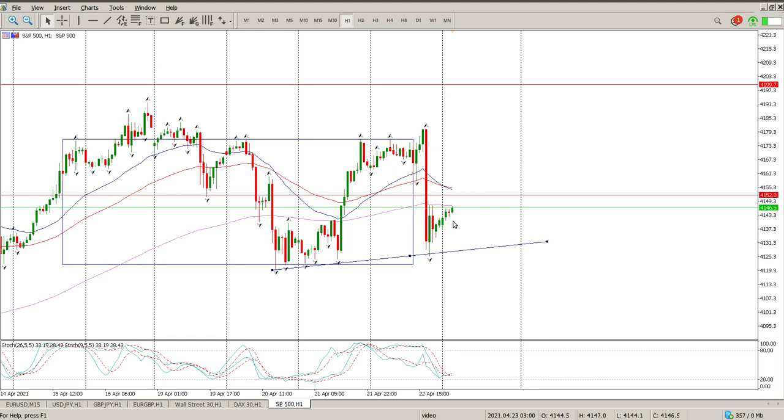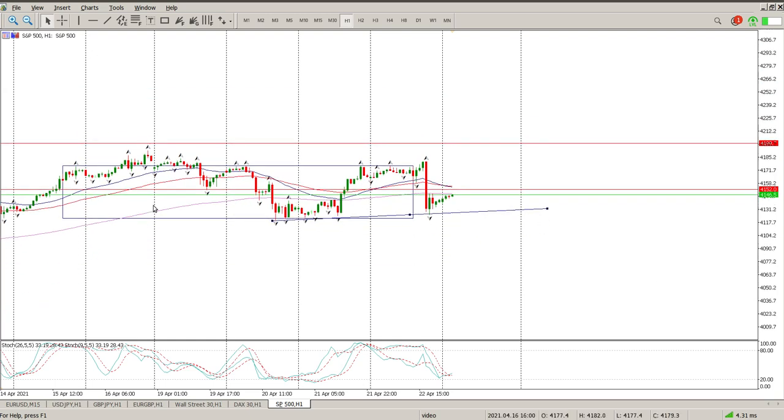So, within all that rambling, what are we going to do today? Basically I'm going to be sitting on my hands. I don't trust what's going on here. I anticipate a move either way, to be honest. Whenever we're in a range like this, below and above the moving averages, and now we've got another crossover of the moving averages, I'm very wary.